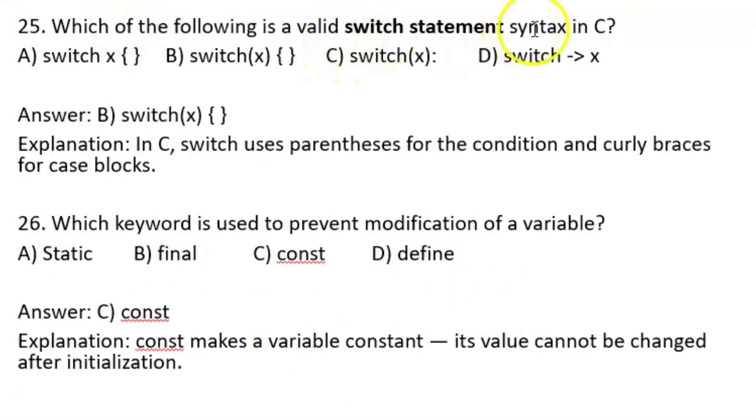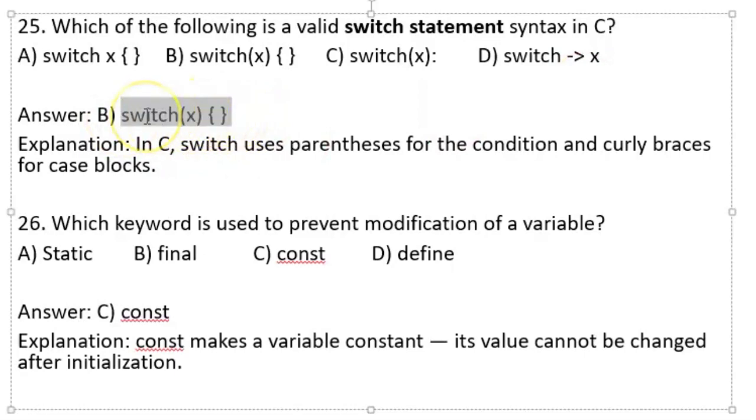Question 25. Which of the following is a valid switch statement syntax in C? Switch X with parentheses, switch X with brackets, switch X colon, switch to X. The answer is switch X with parentheses, because in a switch the condition is in parentheses and curly braces enclose the case blocks.